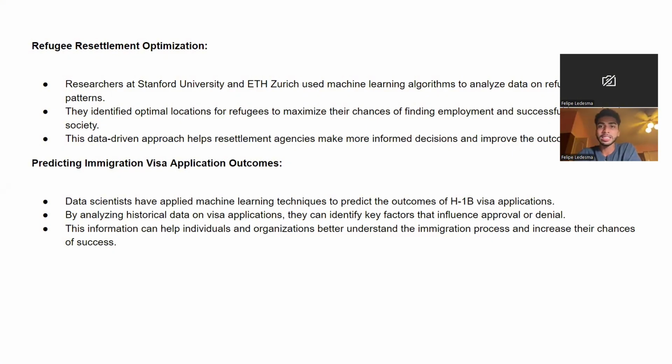And data scientists have applied machine learning techniques to predict the outcome of H-1B visa applications. That's called the lottery visa, if you didn't know. It's a visa for workers. Then by analyzing historical data on visa applications, they can identify key factors that influence approval or denial. This opens a market for people that consult on visa status and also helps with immigration law.